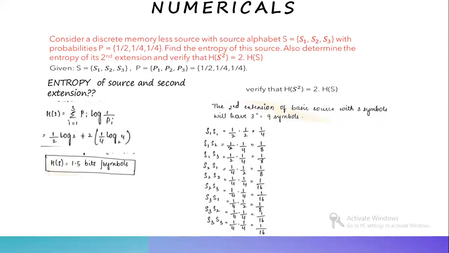Now we need to calculate the entropy. So H of S square equal to summation j equal to 1 to 9, as there are 9 symbols, p_i log of 1 by p_i to the base 2. Now you need to substitute the values.